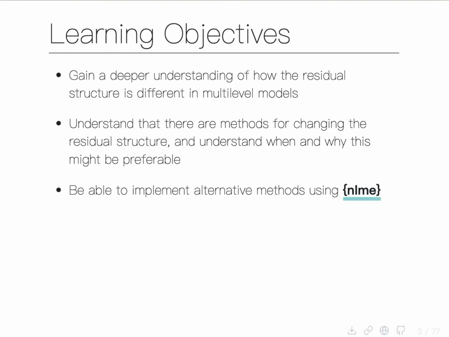Okay, so the learning objectives, hopefully you'll gain a deeper understanding of the residual structure in different multi-level models. The one set of models that we'll talk about uses GLS, and I think you would probably still refer to them as multi-level models, but the way that they estimate the residual structure is pretty different. So the analog is not direct there, but they still handle the residual variance covariance matrix in very similar ways. And then understand that there are methods for changing the defaults that you get with a multi-level model and why that might be preferable.